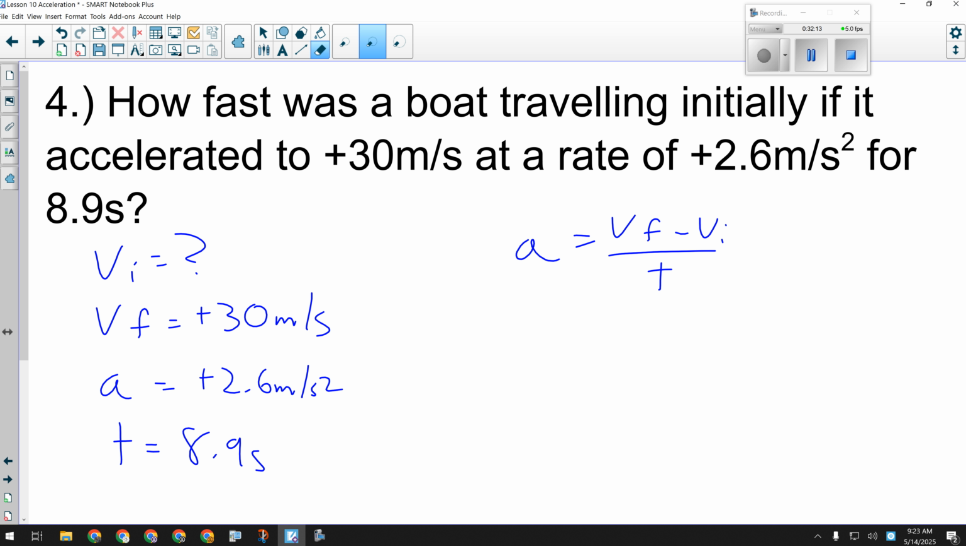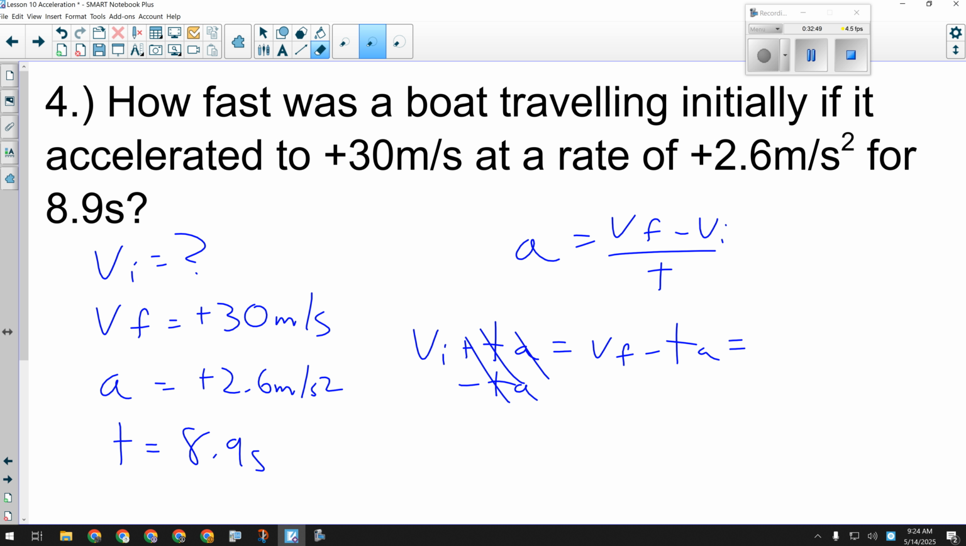Okay, so we're looking for VI. So first thing I want to do is move T over to the other side. So I'll have T times A equals VF minus VI. The way I do it, and you don't have to do it this way, if you want to solve for negative VI, that's fine. I just never do. I'm going to add VI over to this side. So I'll have VI plus T times A. And that'll get rid of VI. And then I'm going to subtract T times A over to here. So now I'm saying the final velocity minus the change in velocity gives me the initial velocity.